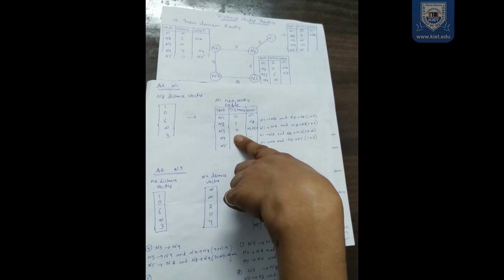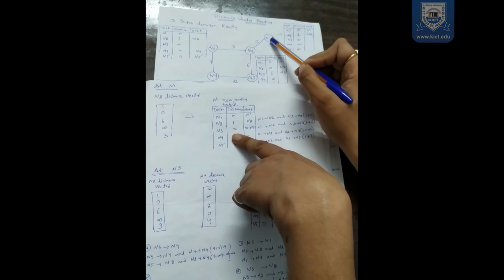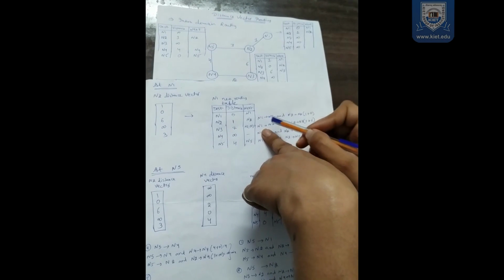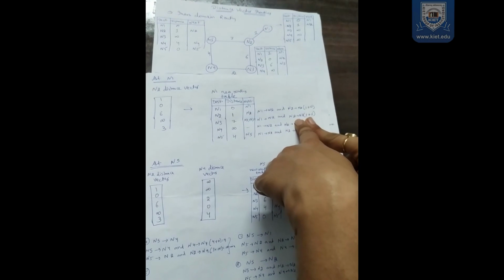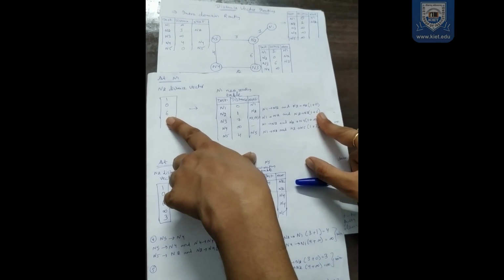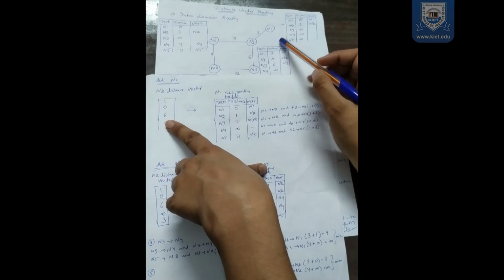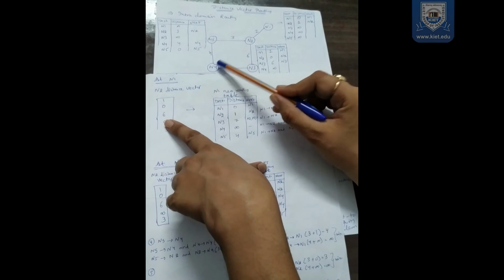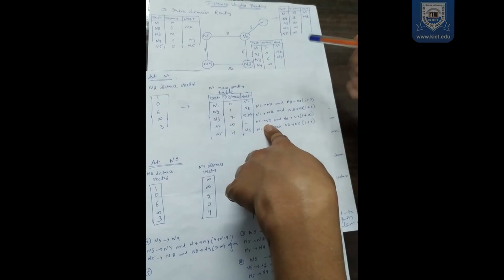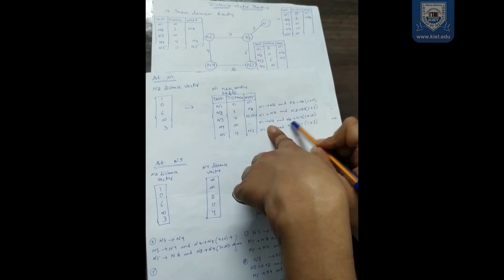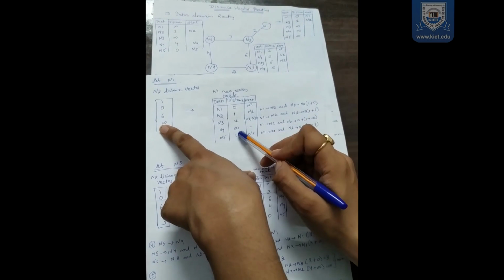Similarly, the distance between N1 to N3 will be calculated like this. The distance between N1 to N2 is 1 and N2 to N3 is 6. It will come to 7. The distance between N1 to N4, right? The distance between N1 to N2 is 1 and the distance between N2 to N4 is infinity. The final distance is 1 plus infinity, and anything plus infinity is infinity.